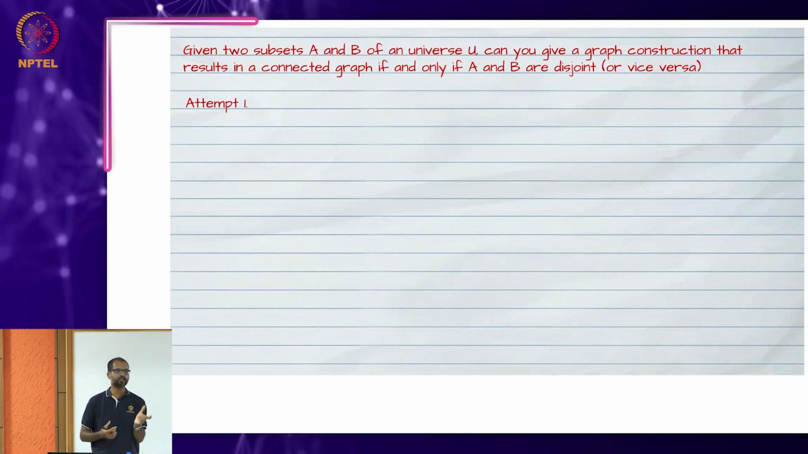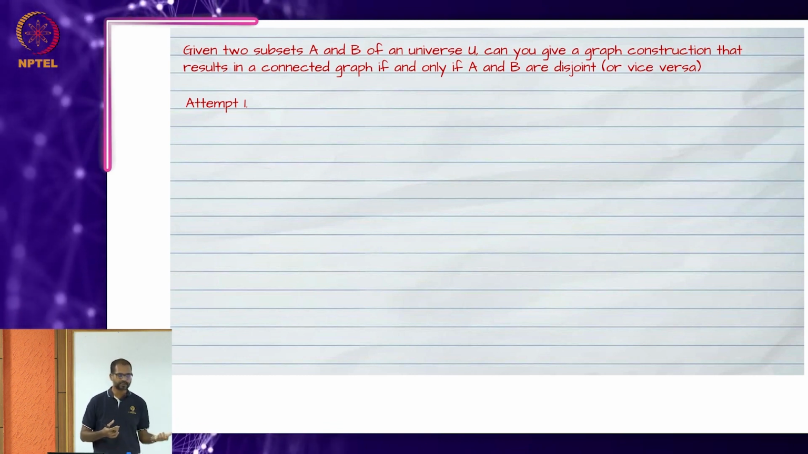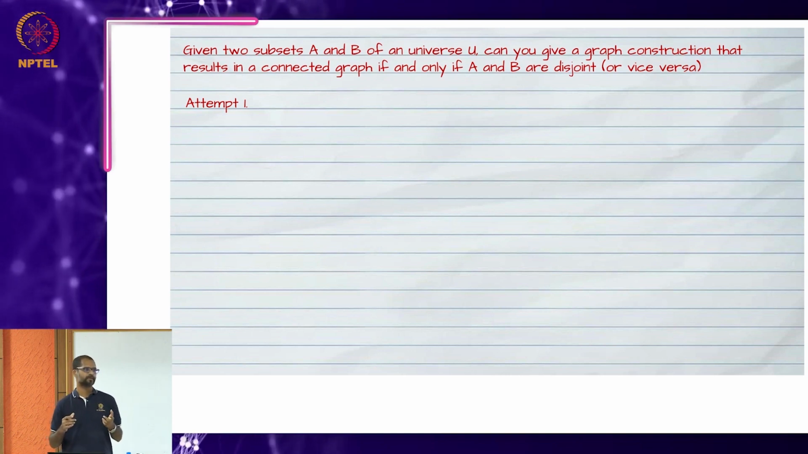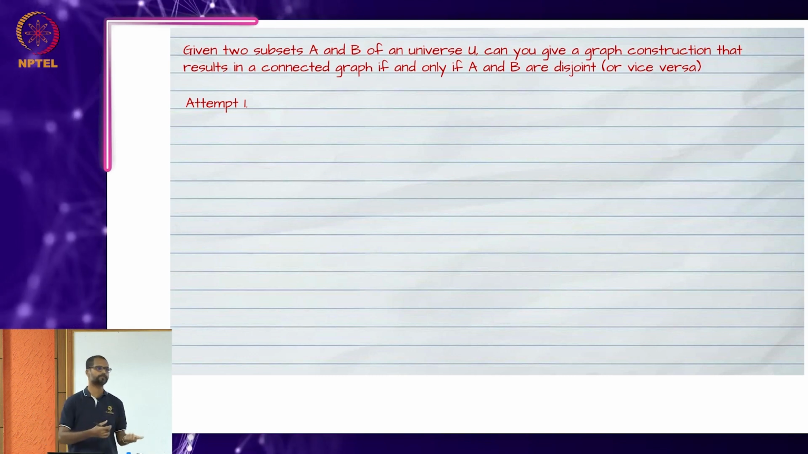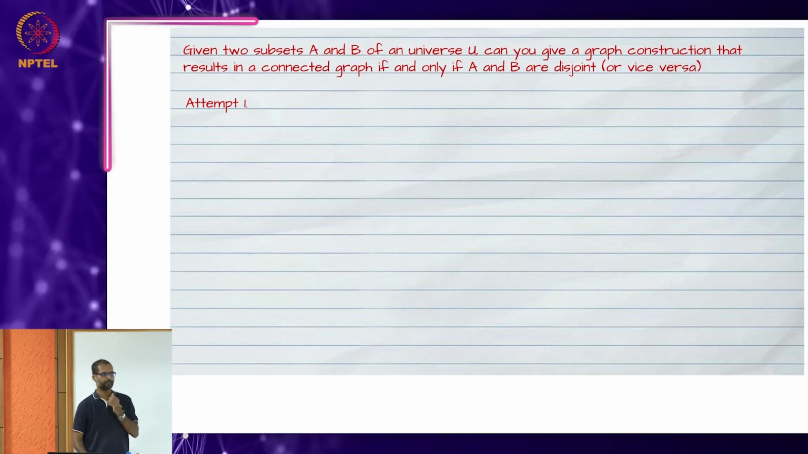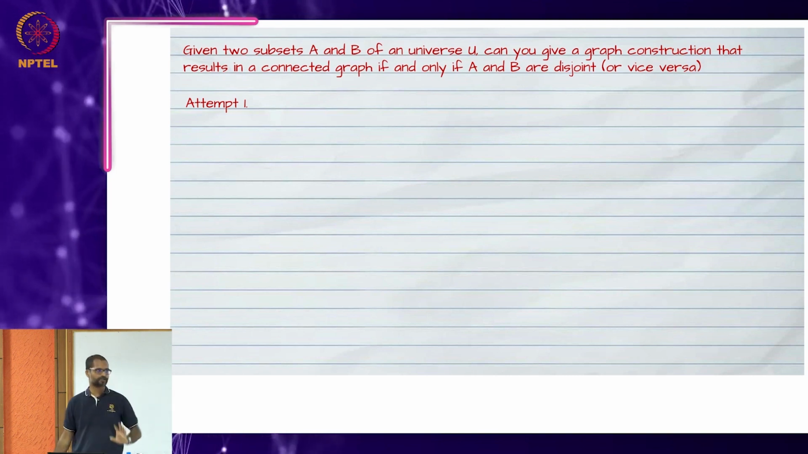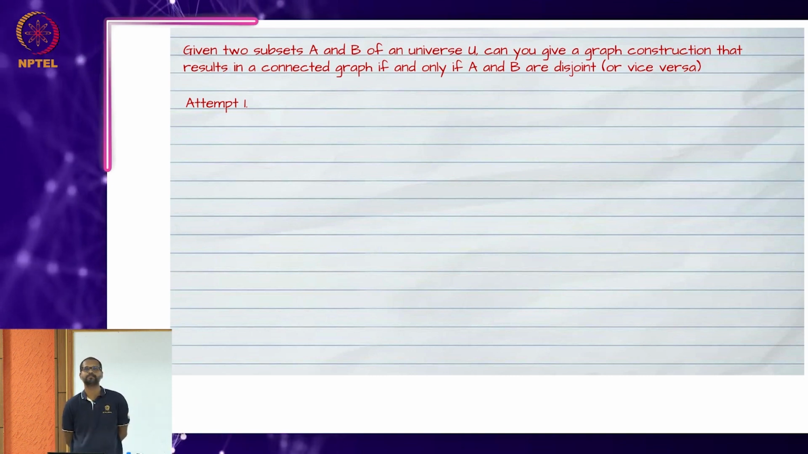I just want to distinguish A and B being disjoint or not using the property that the resulting graph is connected or not. So it's okay if connectedness maps to disjointness or connectedness maps to non-disjointness. You are allowed to flip. But what is the first thing that comes to your mind? This is the toughest question I am going to ask in this lecture, and anyway the lecture is ending in 5 minutes.